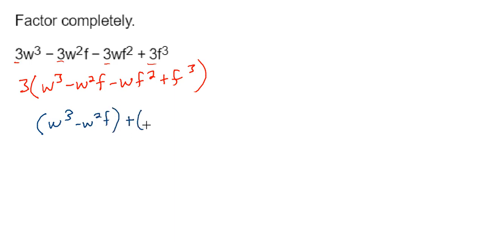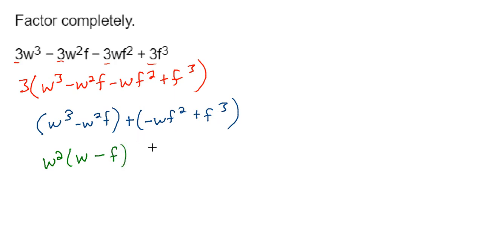Always start with a plus sign between your two groups. That minus sign will stay with the w inside the second group. And so I'll have negative wf squared plus f to the third power. We'll factor out the common factor in the first group, which is w squared. That'll leave me with w, right? There's 3 powers of w here. Taking away 2 of those, so I'll have 1 w left. Minus, take away both powers of w here, so all I'll have left is an f.